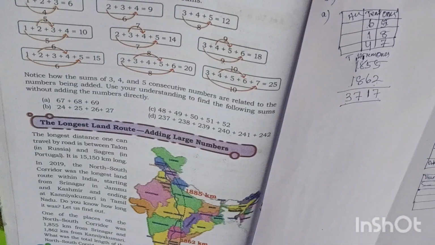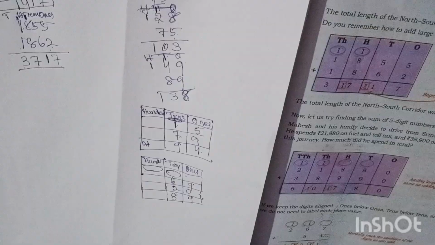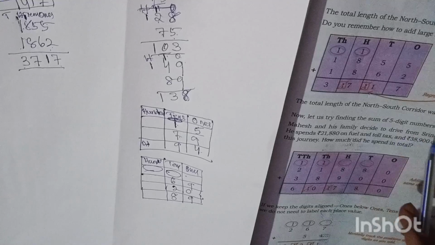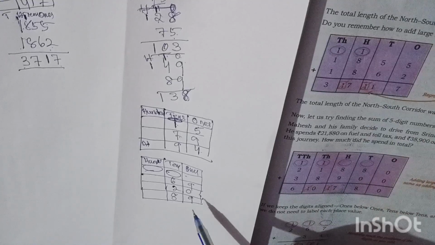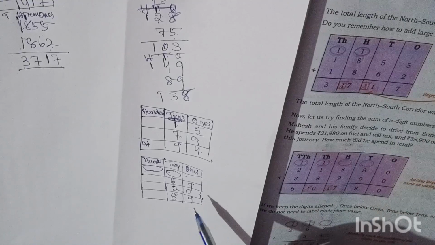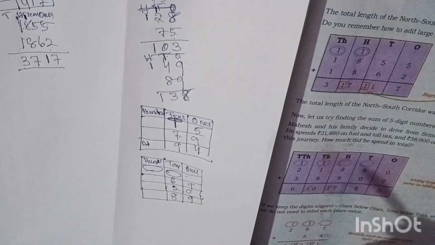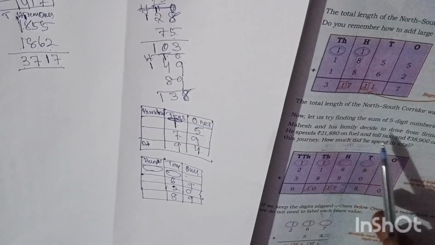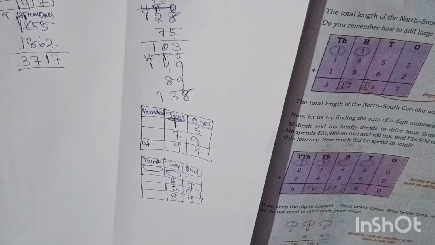Then what is the next example? Students, let us try finding the sum of 5-digit numbers. Here we add or find the sum of 4-digit numbers. Then how to add 5-digit numbers? In this case, Mahesh and his family decide to drive from Srinagar to Kanyakumari.